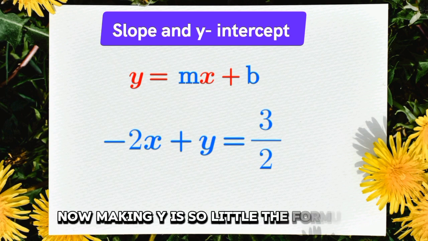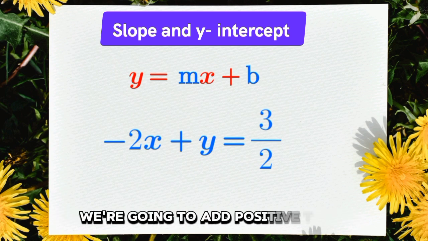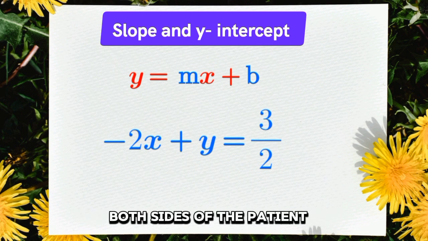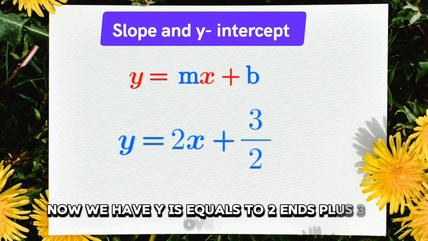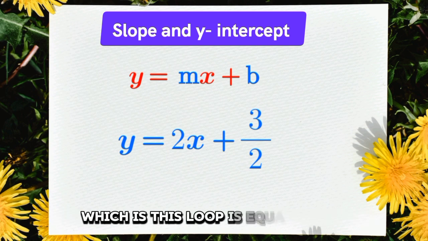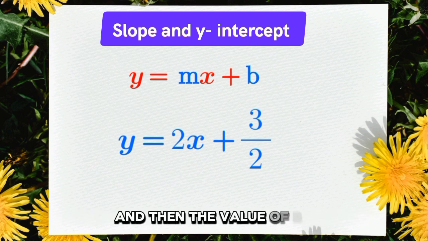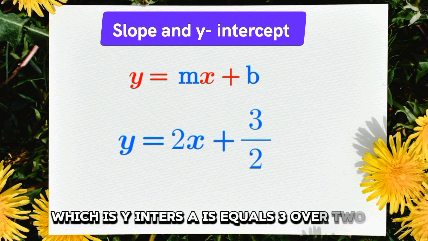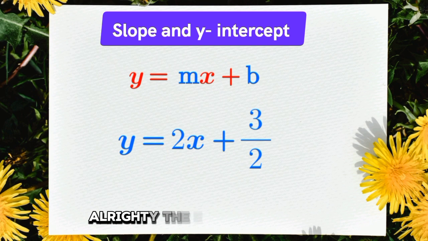Now, making y the subject of the formula, we are going to add positive 2x to both sides of the equation. And we have y equals 2x plus 3 over 2. So as you can see, the value of m here, which is the slope, is equal to 2. And the value of b, which is the y-intercept, is equal to 3 over 2. Alright, this is the end of this video.